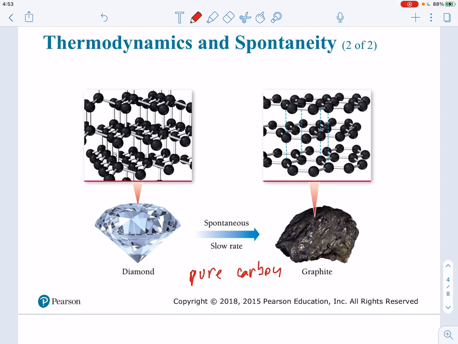For anyone who has a diamond ring, you might be worrying now that you're going to lose your diamond sometime. Well, eventually, but this process occurs at such a slow pace that it probably requires several lifetimes for that diamond to completely convert to graphite. So that ring is not going anywhere. It's still a spontaneous process. It will happen without any intervention and will convert back to graphite, but it happens at such a slow rate that you basically don't notice it.